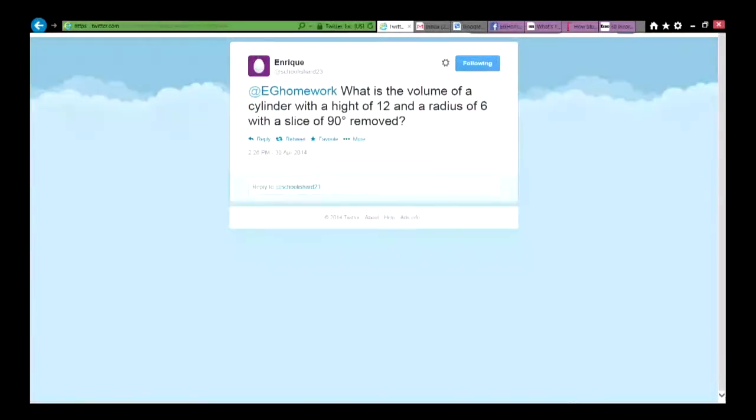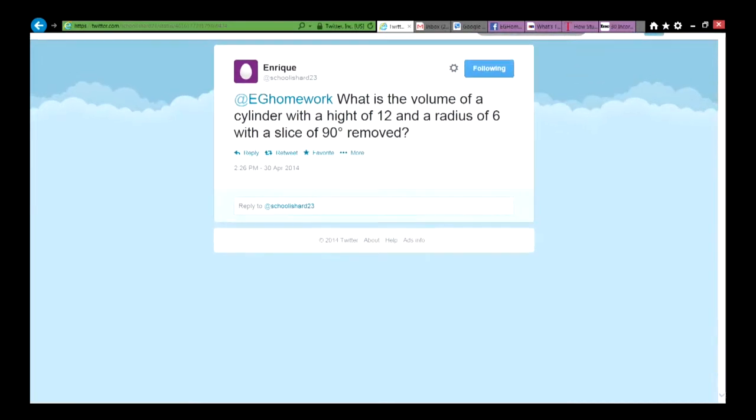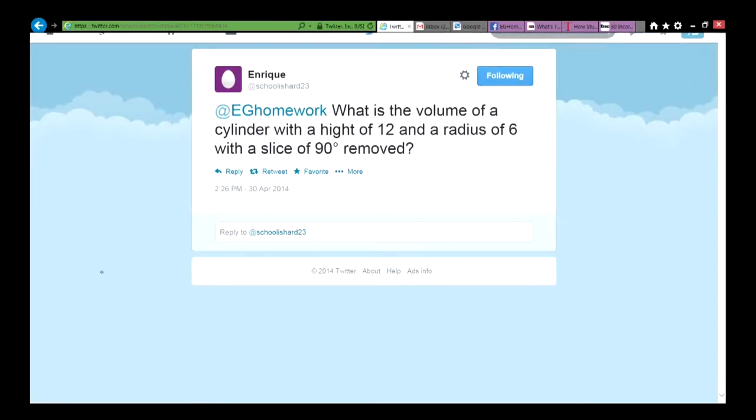get on that one. The first thing is we're finding the volume. Volume is a measurement of space. So three-dimensional space, how much space is in this shape. The next thing that's important to know is what kind of shape it is. It's a cylinder, and it's important to know what that is.